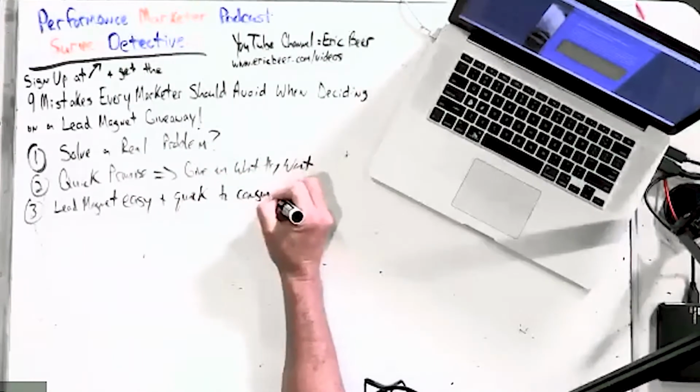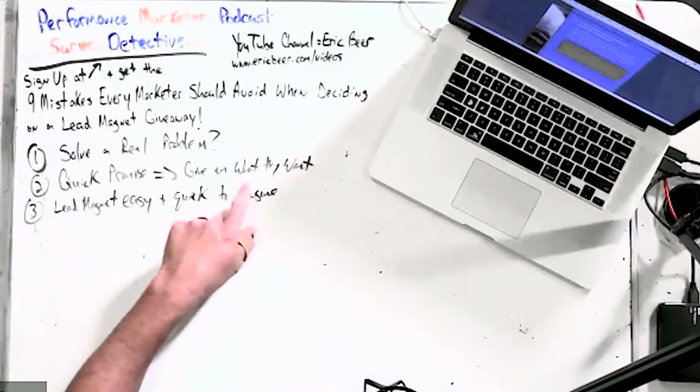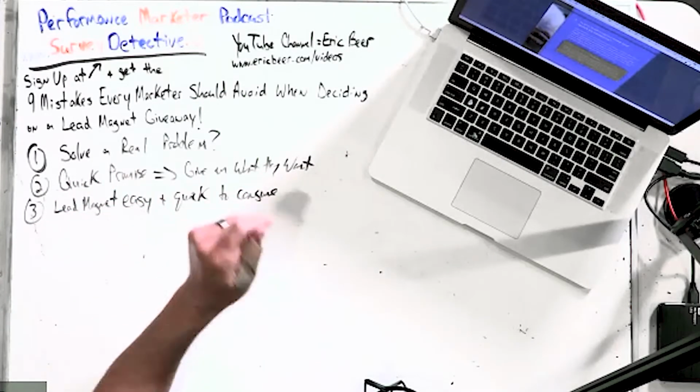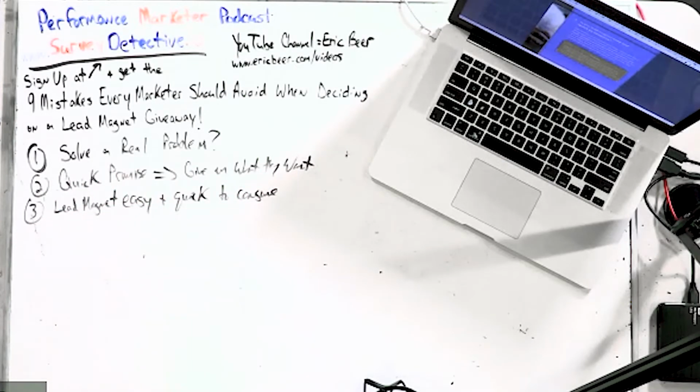Similar to what we said earlier, you're making a quick promise where you're going to give them something they want, and you're going to make it very easy for them to consume. They'll be able to look at it within minutes and get some value out of it, right? So ask yourself when you're looking at what you're giving them, is this quick? Is it easy to consume? Don't overcomplicate things. It confuses people. They're not going to read it. They're not going to go through it. They're not going to take the time to do it.